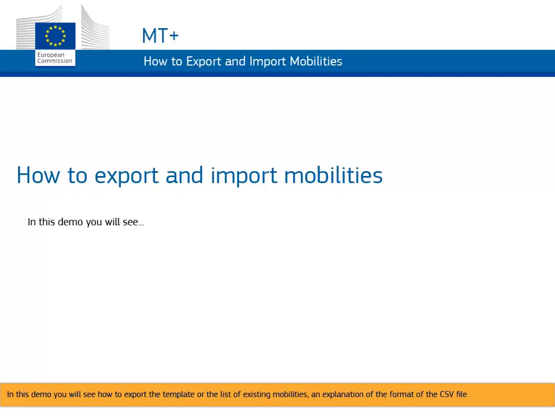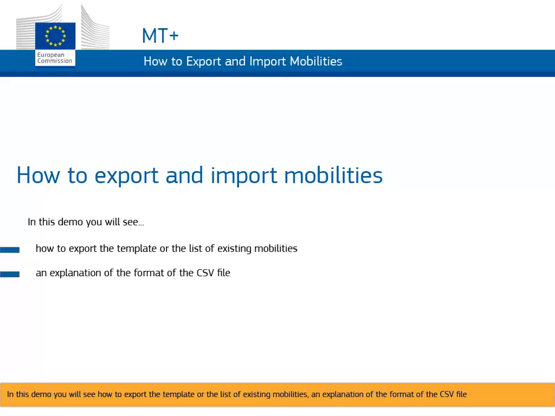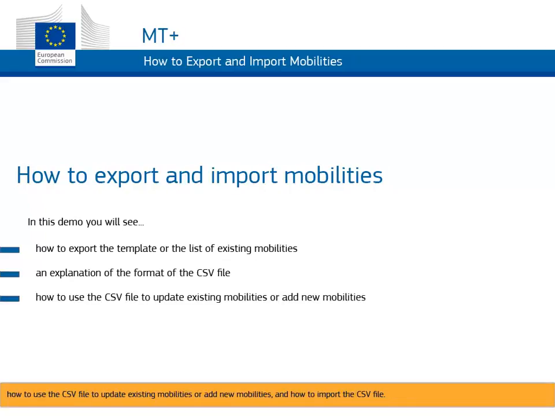In this demo you will see how to export the template or the list of existing mobilities, an explanation of the format of the CSV file, how to use the CSV file to update existing mobilities or add new mobilities, and how to import the CSV file. This scenario is based on a KA103 project and the export and import for student mobilities. This may be different for other key actions and activities.